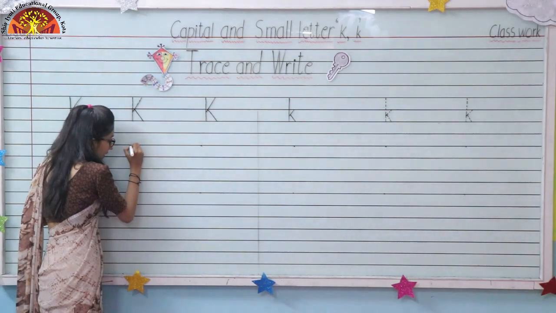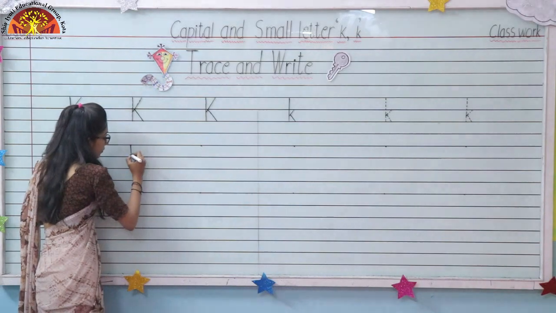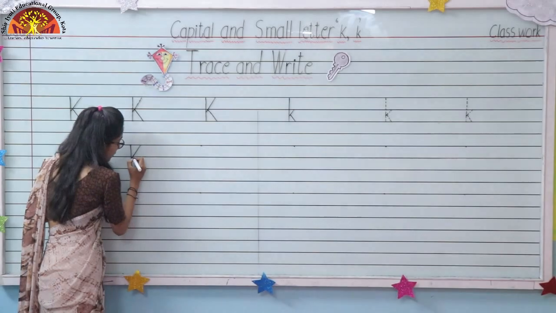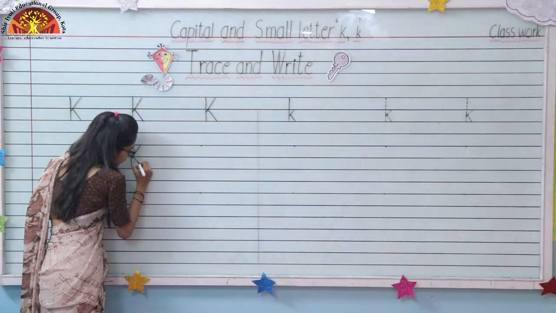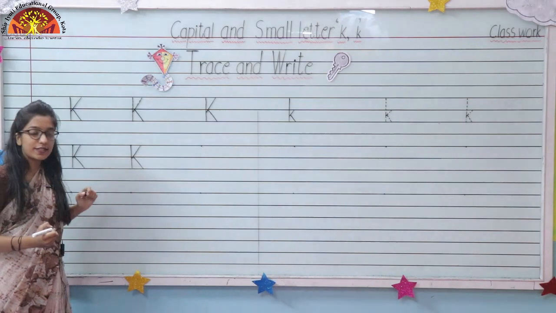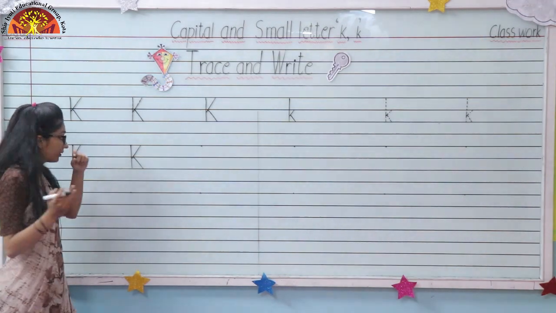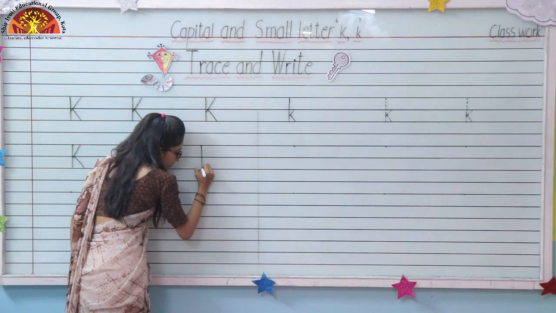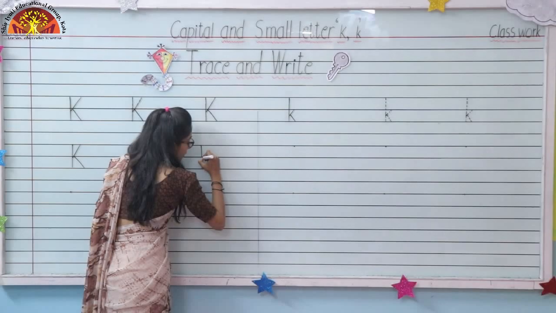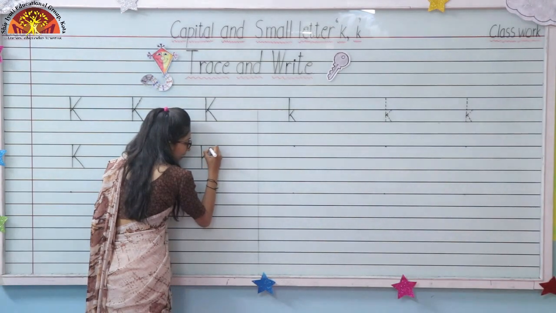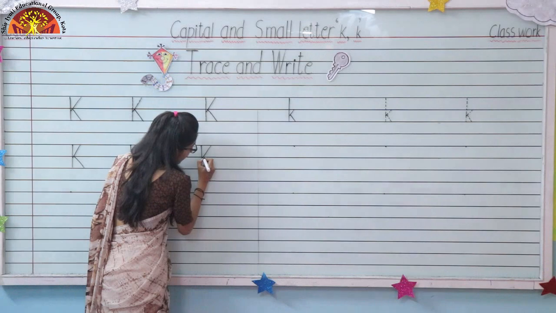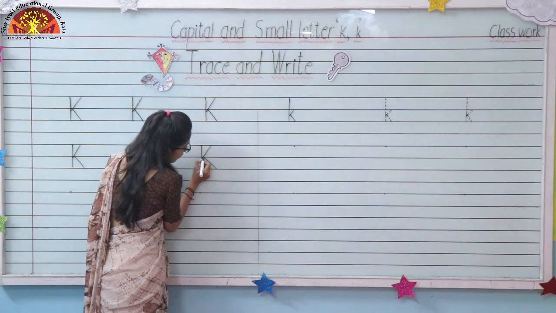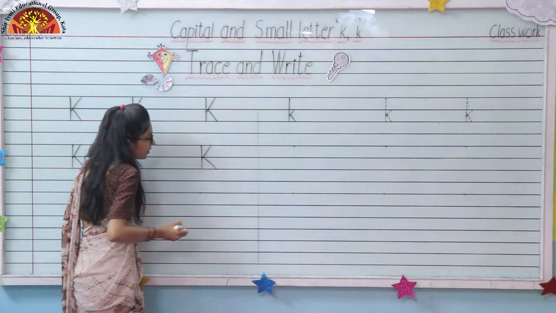Again, standing line, slanting line, one more slanting line from here like this. Capital letter K. Again kids, standing line. Touch these lines properly everyone. Then from here you have to draw a slanting line. Touch it. One more slanting line. Touch it. Okay? Like this.